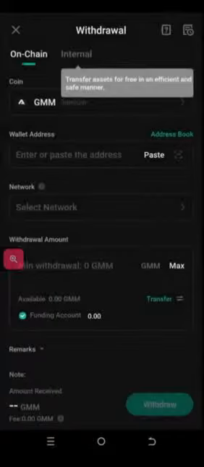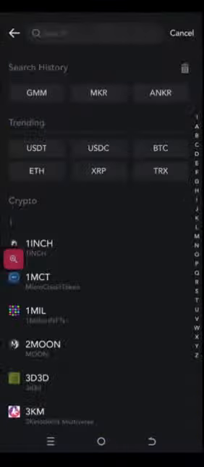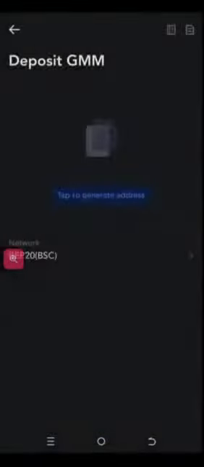Okay, so it's 33 cents. Let's go ahead and see whether we can deposit it into MEXC. It has to be the same network. Okay, let's go ahead and deposit it. Okay, GMM, is it BEP20?